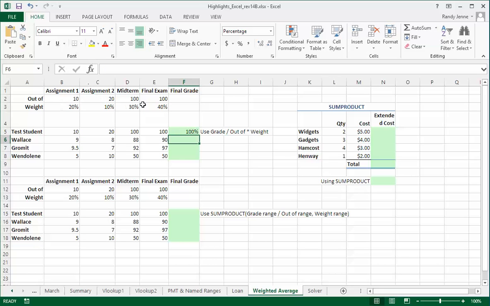So I had to make all of these cell ranges absolute so that when I fill this down, it should come up with the correct answers. And that's how you do a weighted average.